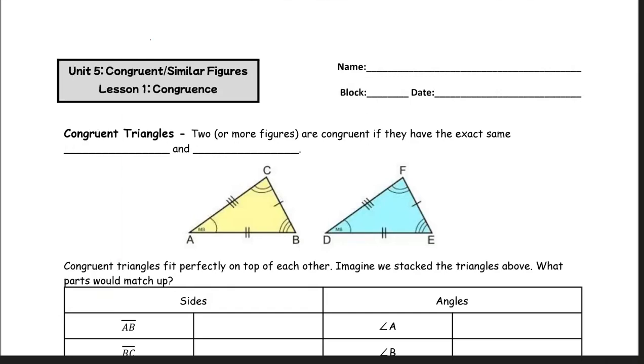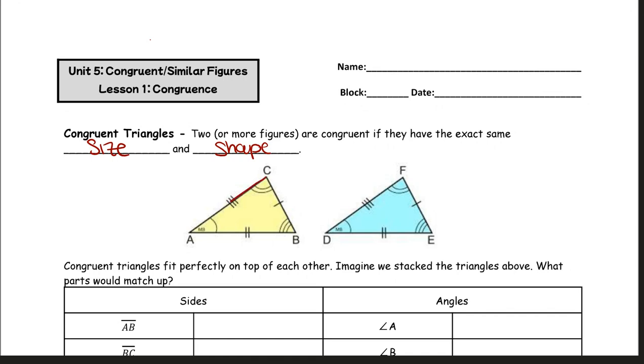In this video, we are going to look at congruent triangles. Congruent triangles are two or more triangles that have the exact same size and shape. We already know the word congruent, and congruent means the same, right?